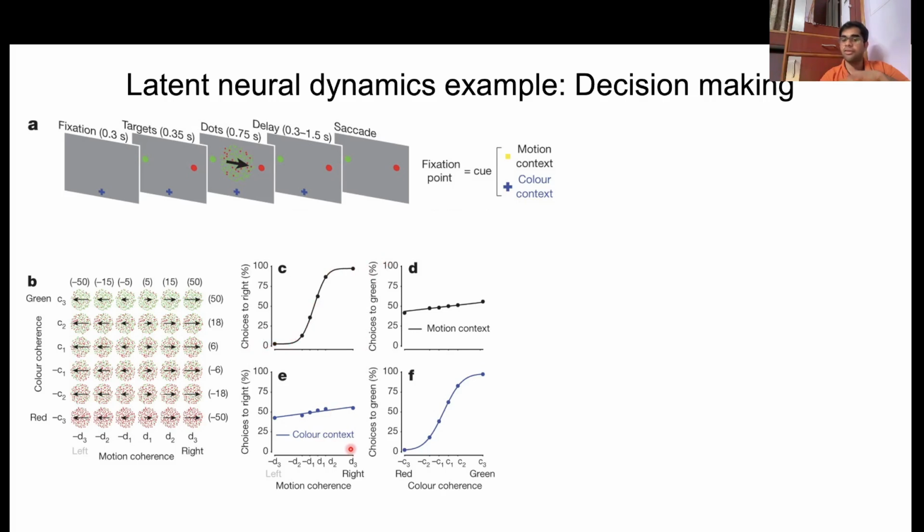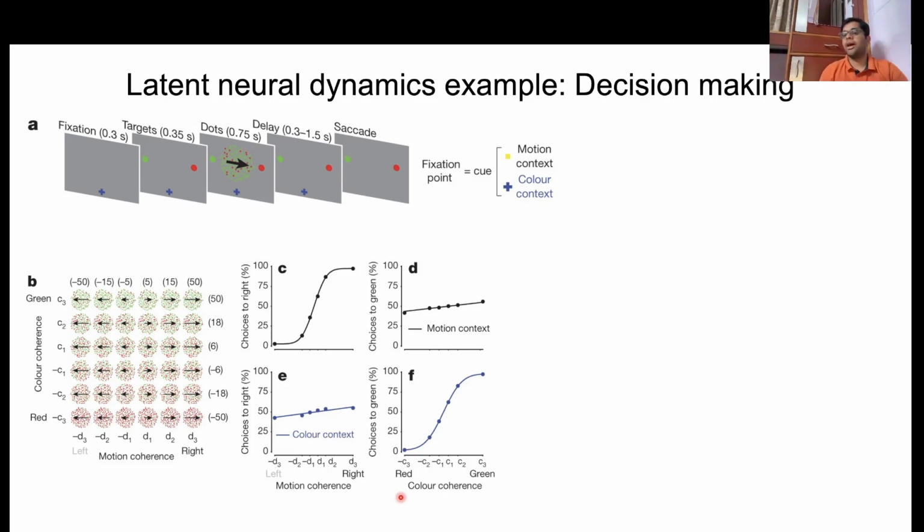Whereas on the other hand, if it is a color context, if you select all the trials only where the color is important, motion direction becomes irrelevant. Therefore, for the choices to the right, you don't see any nice psychometric curve. But for color responses, as the color coherence increases, the choices to the green also increase. As the green dots increase, the choices to the green also increase. So this is the monkey's behavior of how they perform in these two contexts.